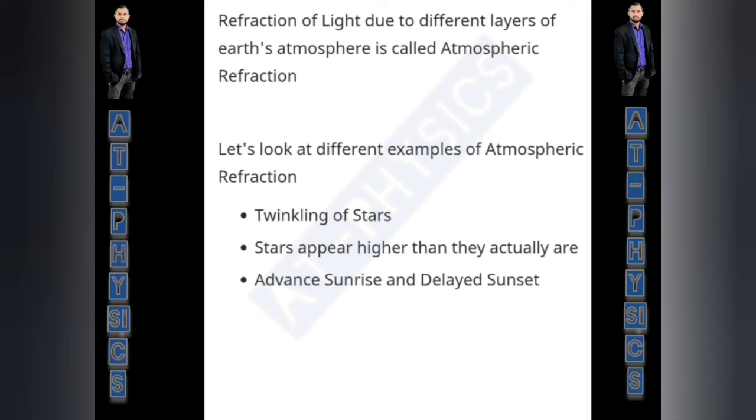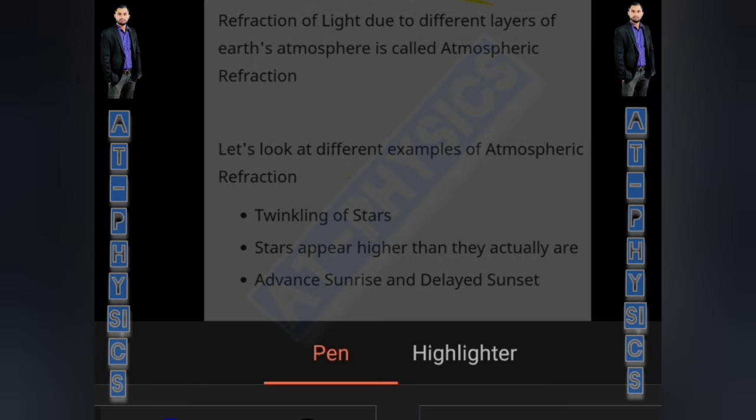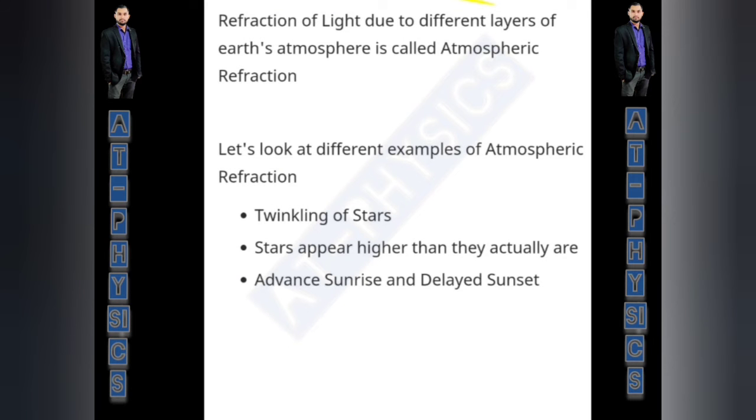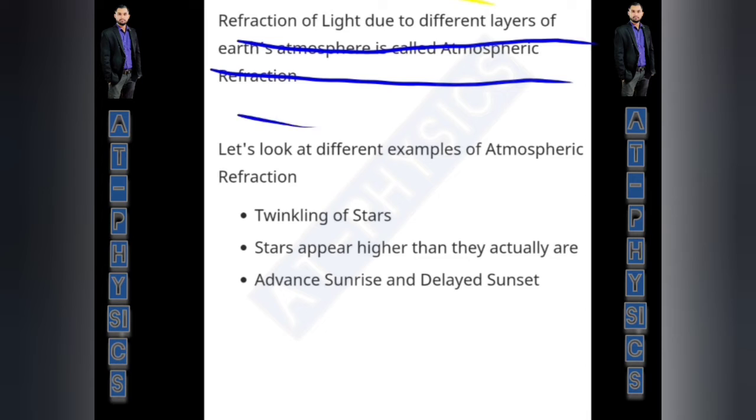So the next topic is atmospheric refraction. Atmospheric refraction is simply the refraction of light due to the different layers of the Earth's atmosphere. Normally refraction occurs due to different mediums, but here the refraction occurs due to different layers of the atmosphere. When we talk about different layers of the atmosphere, there are different types of mediums, that means a variation in the density of the layers. So these phenomena occur due to the atmosphere.